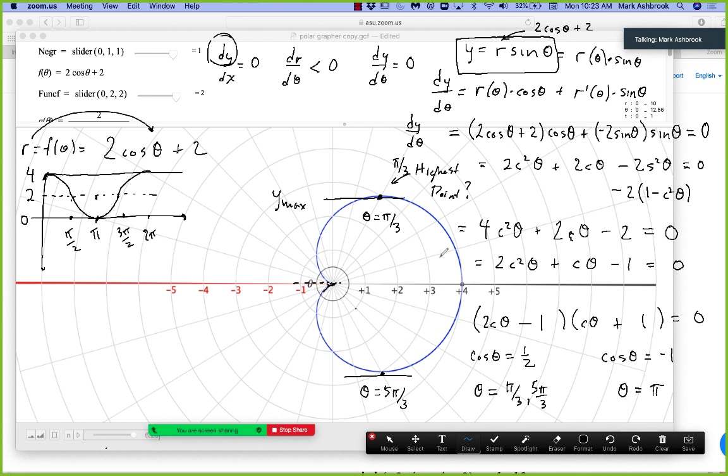Yeah, if you want the r value for theta, that's what your function gives you. It gives you the r value for every theta. So you plug pi/3 in here, it'll give you the r, how far out from the pole you are. And then if you plug pi/3 into the y equation, take that r value and multiply it by sine of pi/3, you'll get the y, the maximum y value.